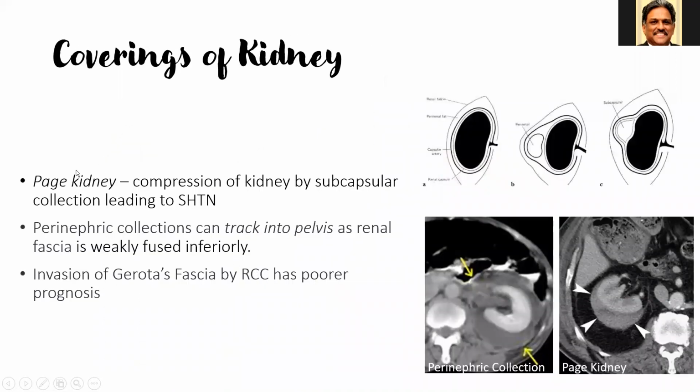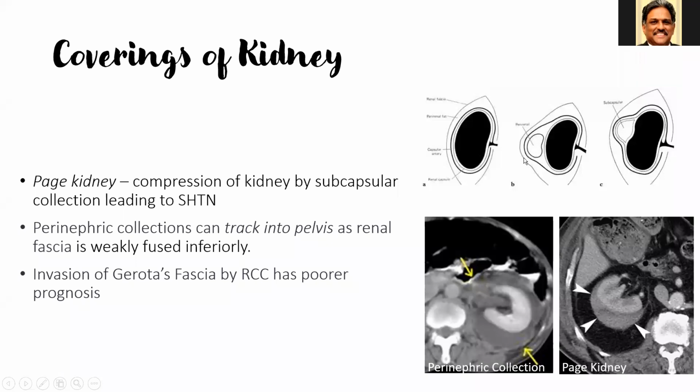So coming to the significance of the coverings of the kidney. If you look at this image carefully, there is a collection outside the kidney on both these images. What you see here is the collection is subcapsular, meaning it is inside the fibrous capsule, causing an indentation on the parenchymal part of the kidney.